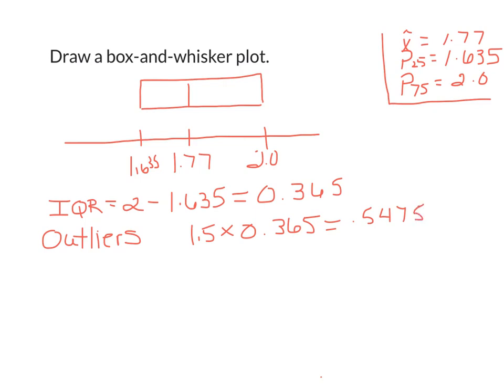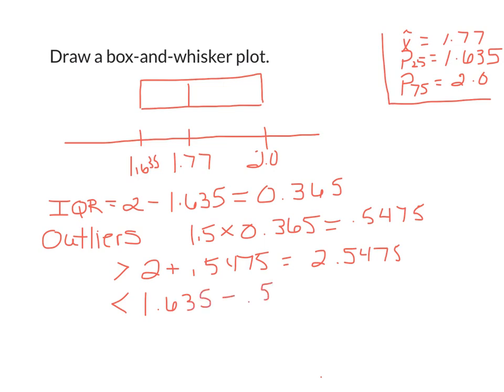0.5475. So any outliers will be anything greater than 2 plus 0.5475, which equals 2.5475, or less than the bottom of the box, 1.635 minus 0.5475, and that equals 1.0875.